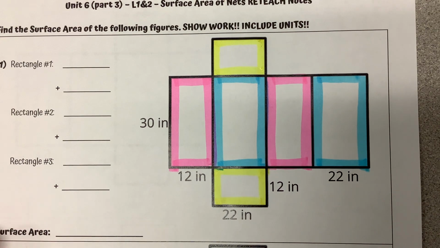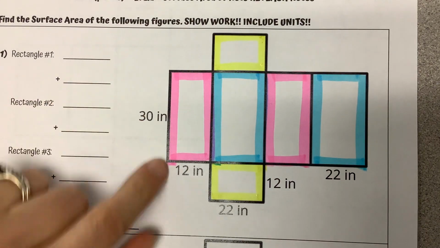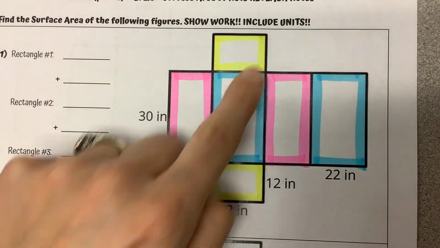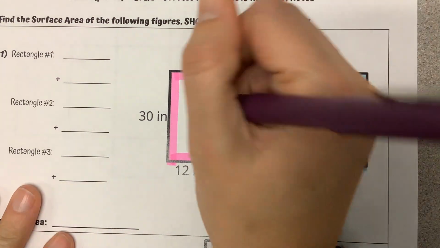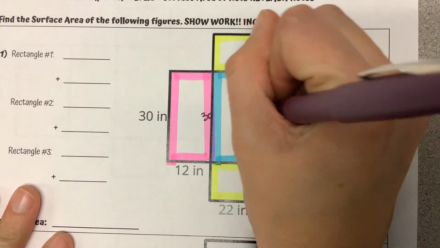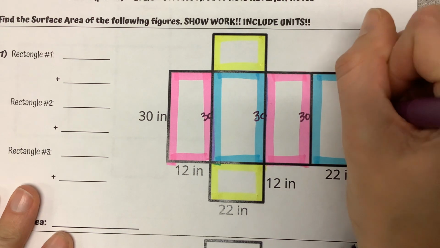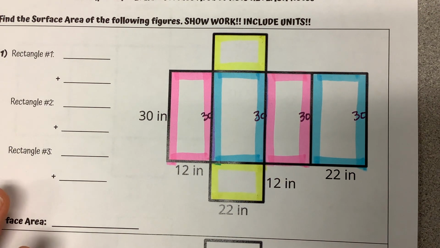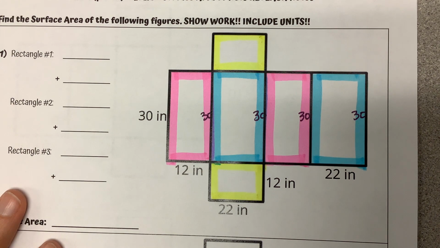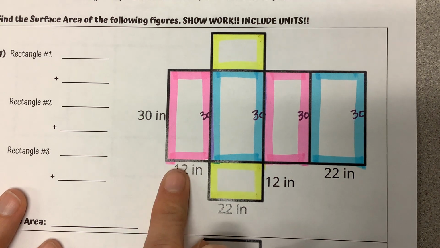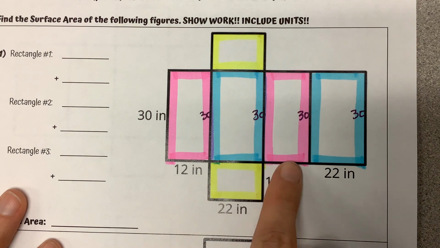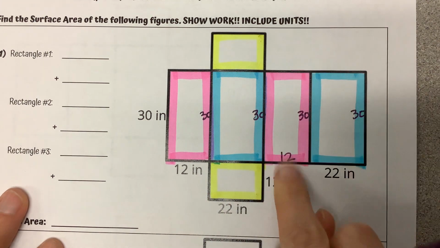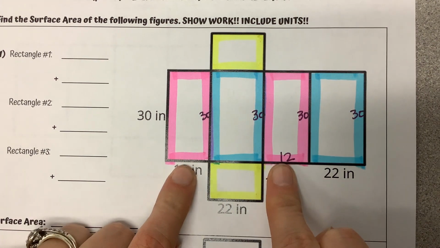So let's fill out these missing side lengths. If this height here is 30, that means the height of all of these is also 30. So this is 30, this is 30, this is 30, this is 30. Then remembering that our sides alternate. If this is 12, this isn't 12. This is 12 because our pinks should be the same, 12 and 12.